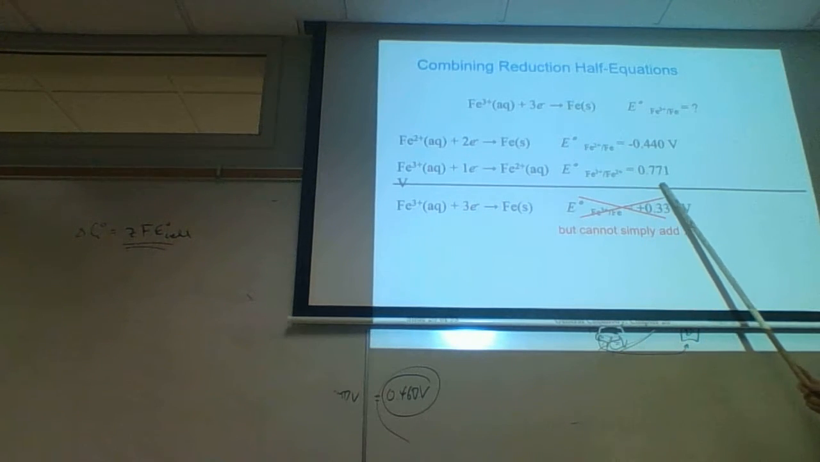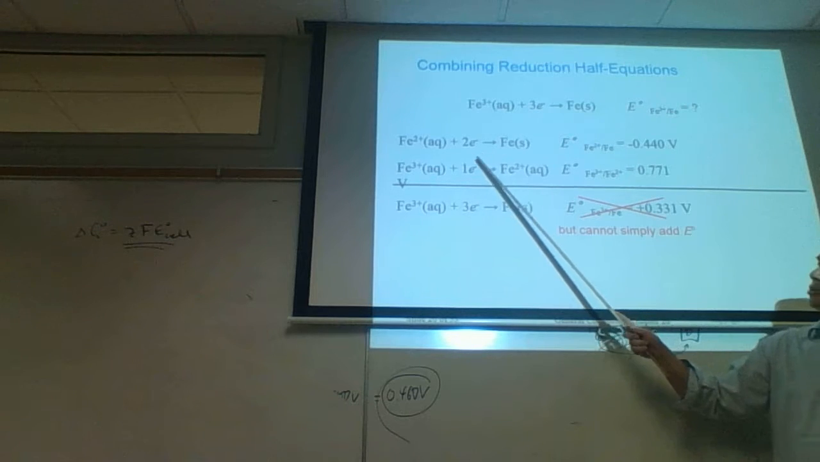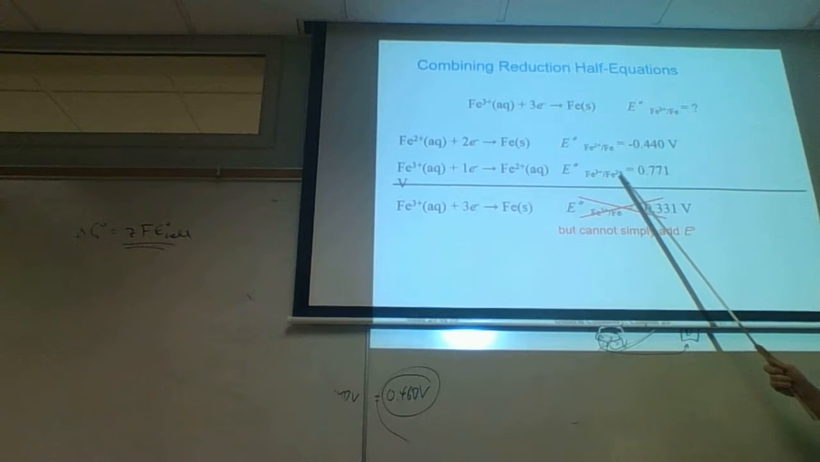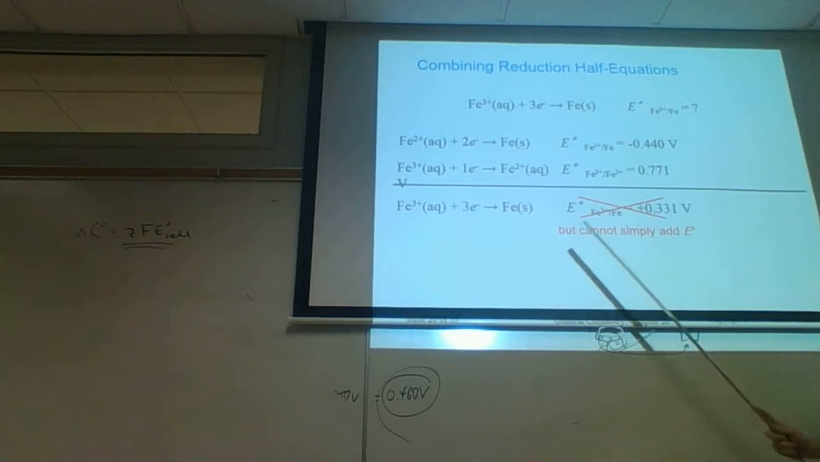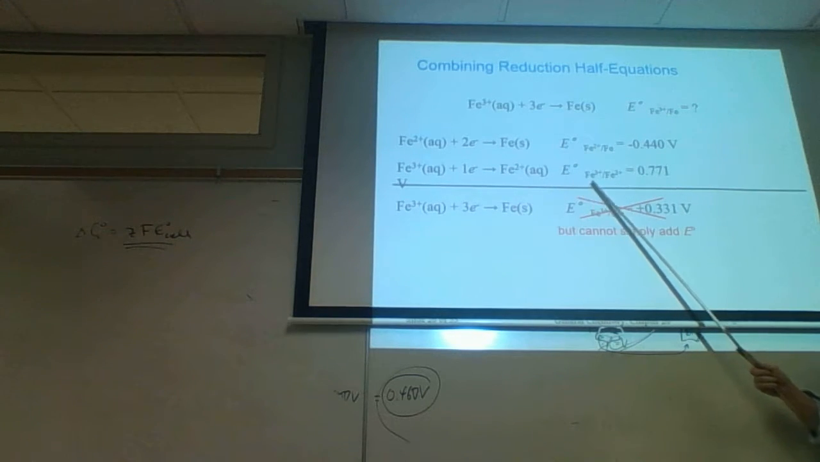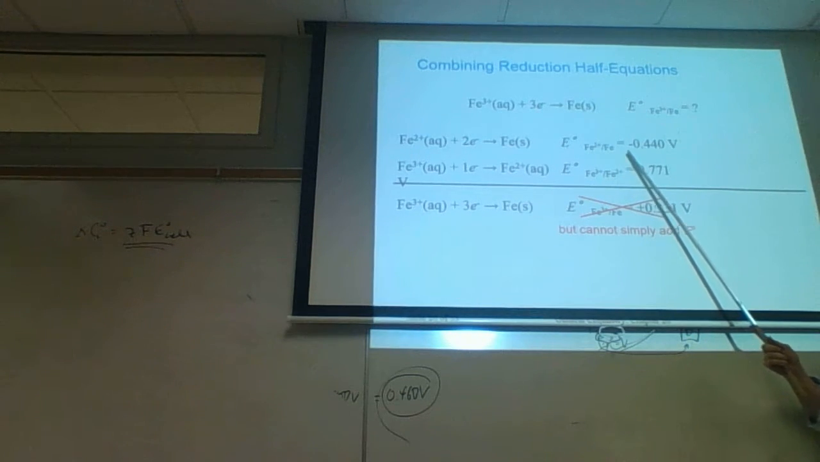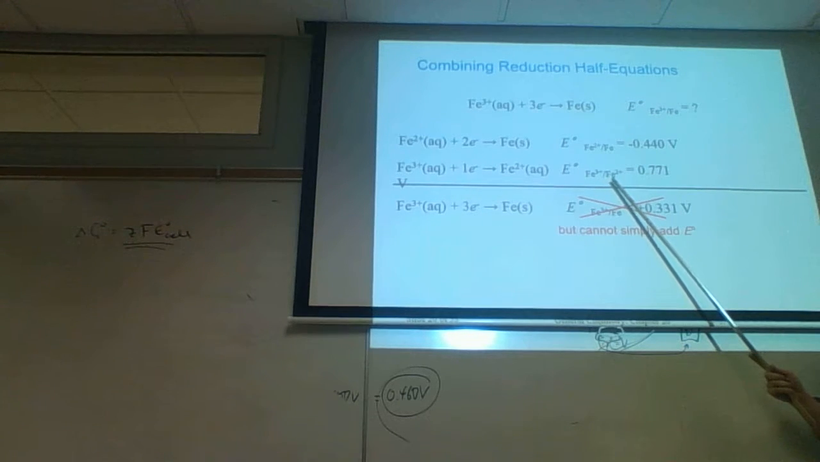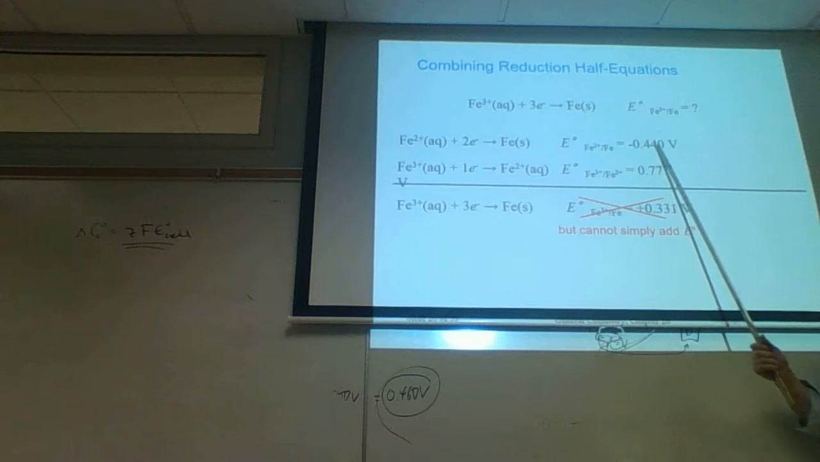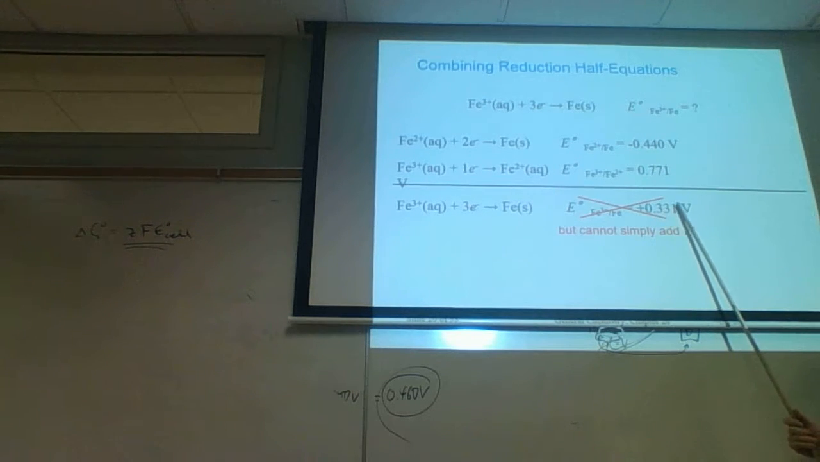than H plus. And so if I add up these two reactions, can I just add up the cell potential, the half cell potentials, or the reduction potentials here? It turns out I cannot add these together. And it's because these reduction potentials are what we call intensive, not extensive properties. And so we can't just add these and get a voltage. If we add them, we get a voltage of 0.331 volts. Well, that's wrong.